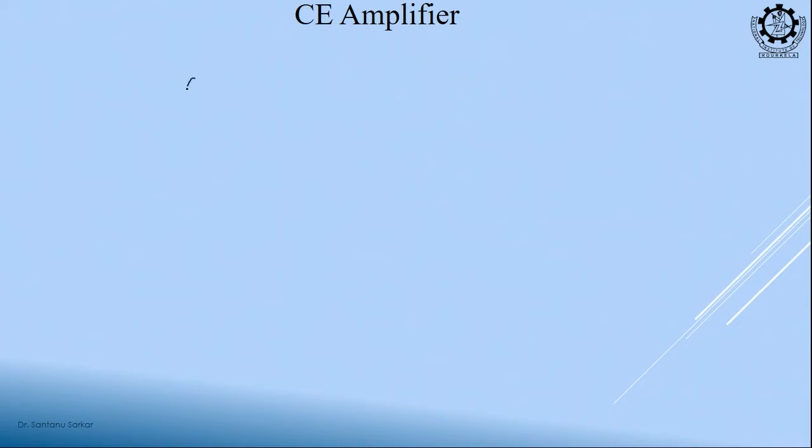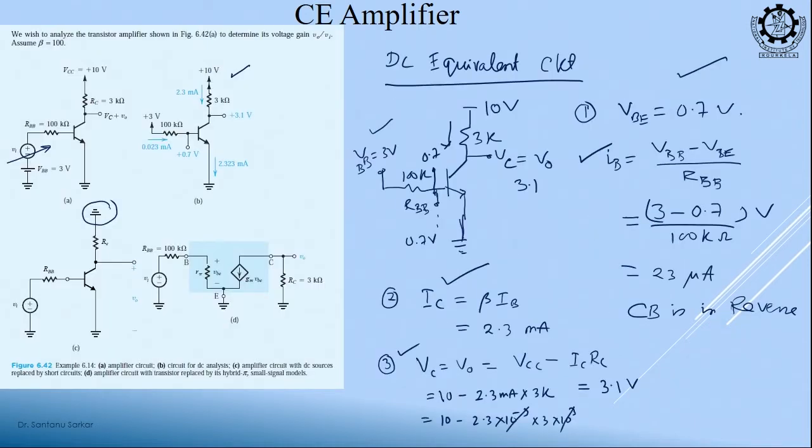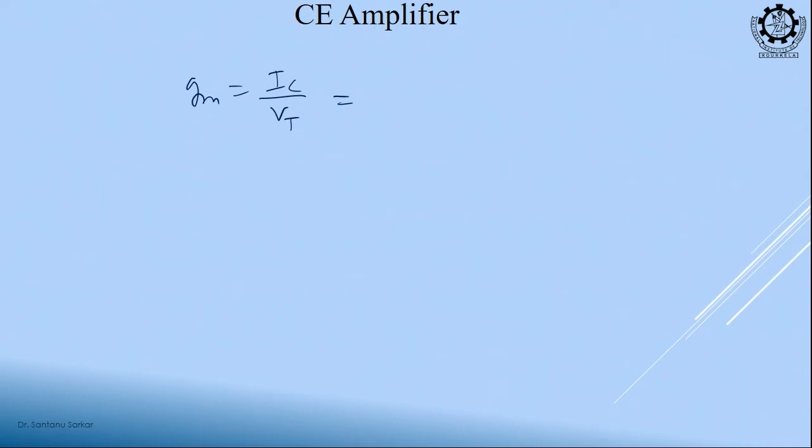So, what is the value of Gm? IC by Vt. What is the IC you have calculated? Just cross check. IC is equal to 2.3 milliampere. So, this is 2.3 milliampere. Vt is roughly 25 millivolt. You see milli get cancelled, right? 10 to the minus 3 get cancelled. So, how much you can calculate?